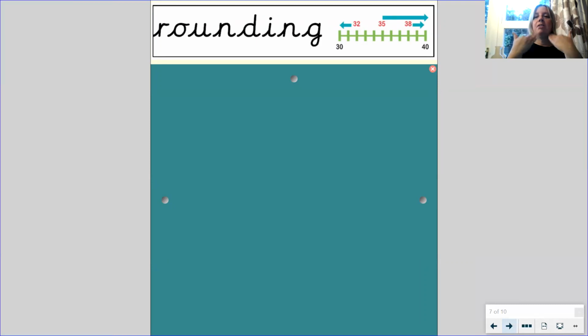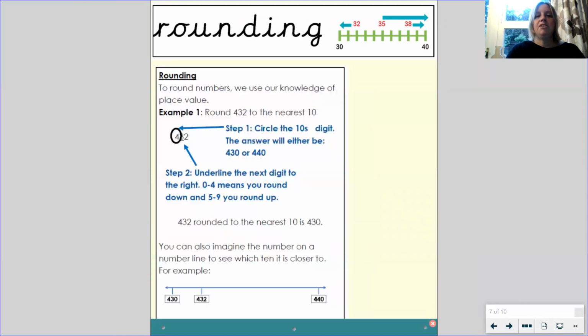Rounding, rounding, rounding. To round numbers, we use our knowledge of place value. We can round 432 to the nearest 10.